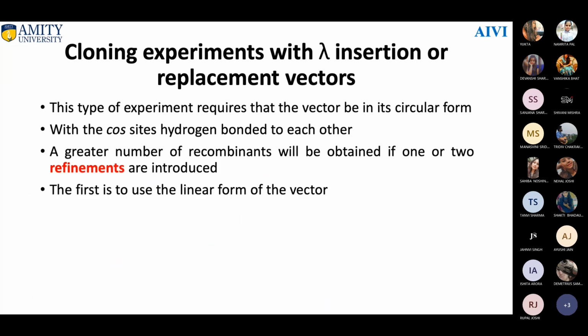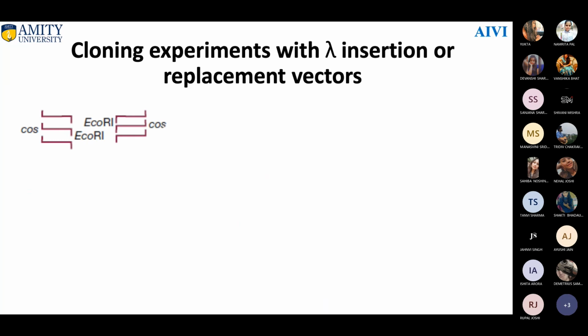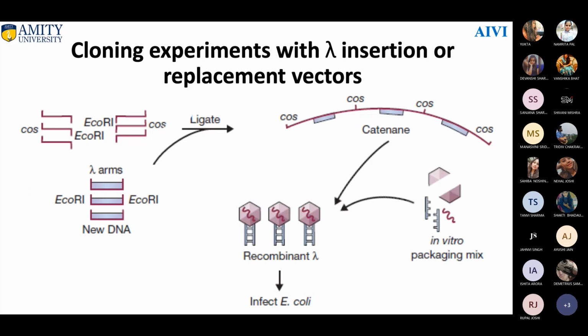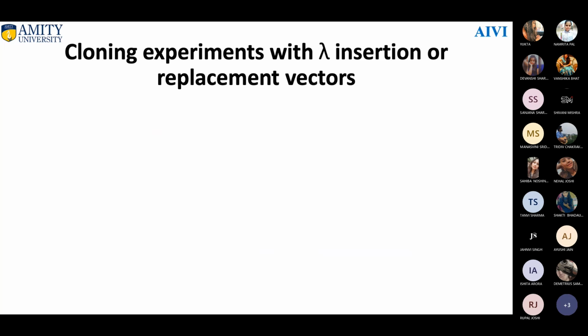Then the replacement one, how does it go? In this replacement you are going to remove a fragment. Simply, you can see that these two sites are there, and at both ends you are going to have the new DNA, so the DNA you want to remove can be replaced. So this is how we are going to get it. In between the cos sites and the restriction sites, you can clone your gene and go with the lambda phage replacement vector based experiment.